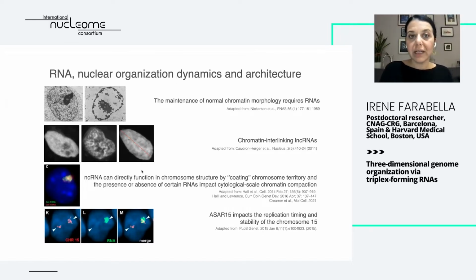Not only that, RNA is also involved in dynamic nuclear processes, as for example Xist, as well as other lncRNAs that impact the replication timing and the stability of particular autosomal chromosomes.